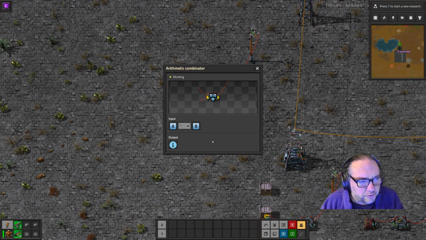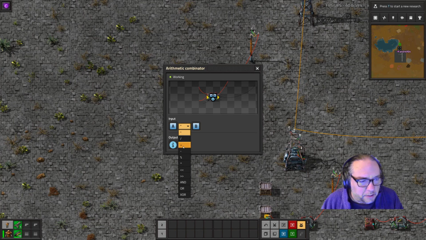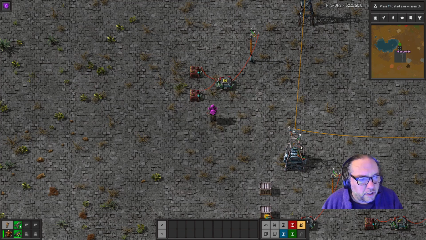Arithmetic combinators do a bunch of different things that the other ones don't. So the first four are multiplication, division, addition, and subtraction. We'll ignore percentages for right now because it's actually not a mathematical function. So these first four are mathematical functions: a times b, a divided by b, a plus b, a minus b. We're going to get into those first, starting with a times b.